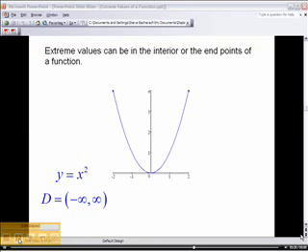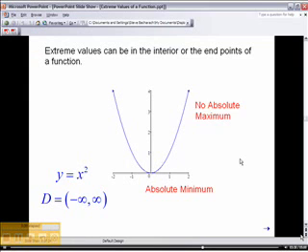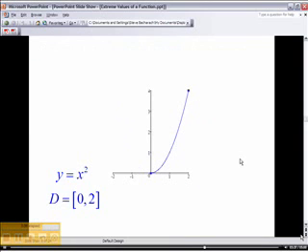Okay, over here we have a parabola. Domain is all real numbers, and we're trying to find local mins and maxes. And there's an absolute minimum. There is no absolute maximum because it goes up to infinity. Here we have the closed interval 0 to 2. So we've got absolute minimum and absolute max.